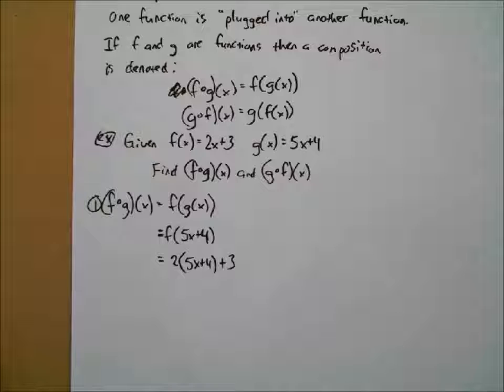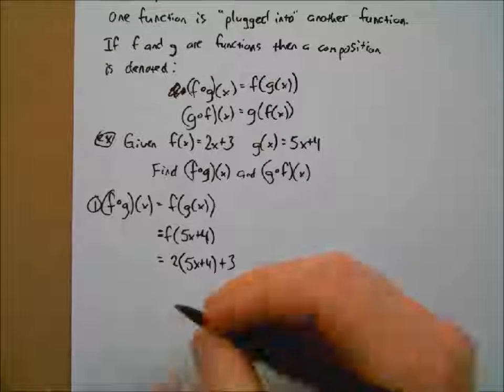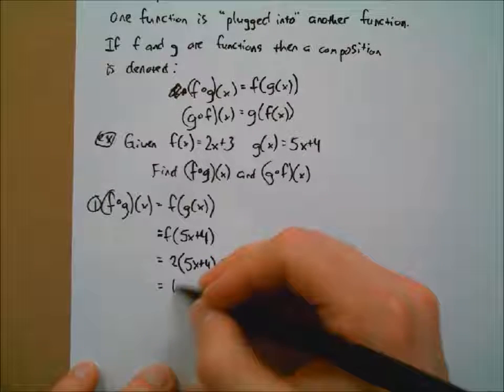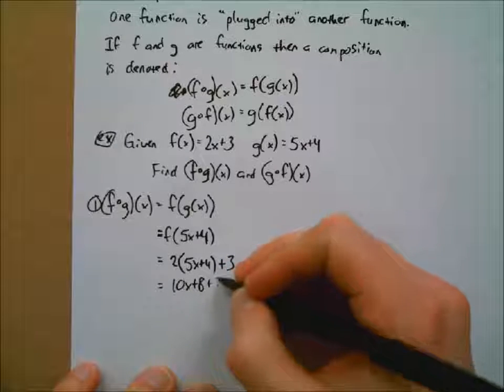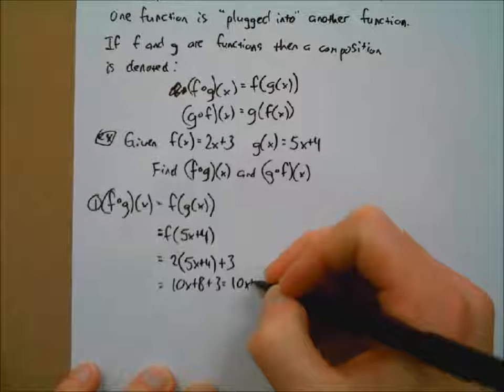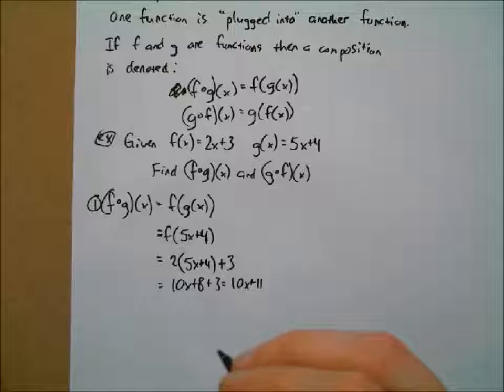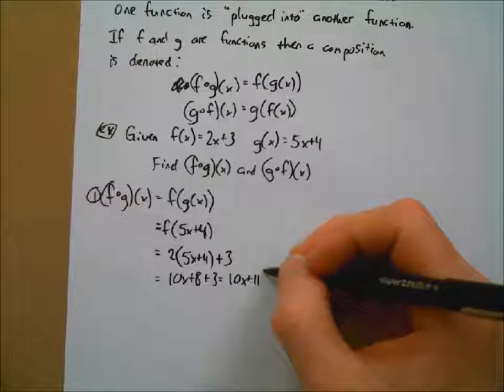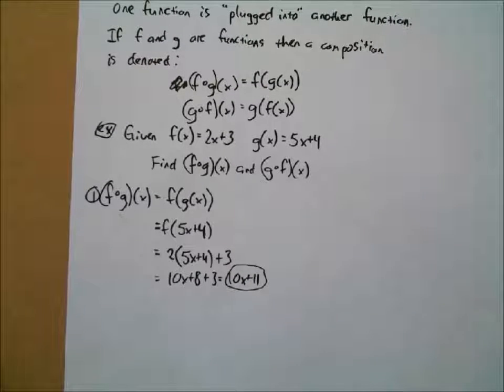Okay, so like what we were doing earlier when we evaluated functions, we are sometimes doing compositions as well. Simplified out, we get 10x plus 8 plus 3, which is really 10x plus 11. And that would be our simplest form of the answer there.